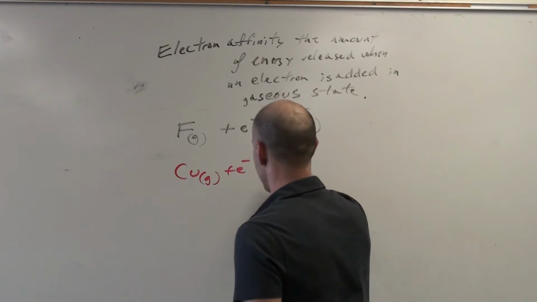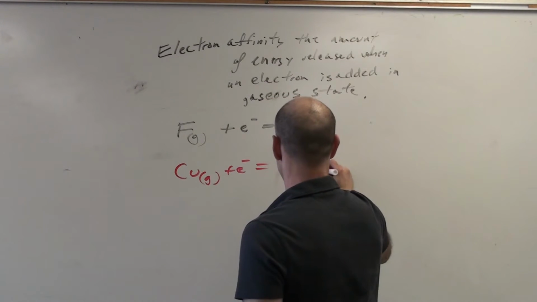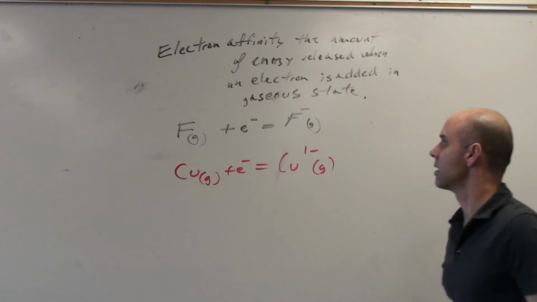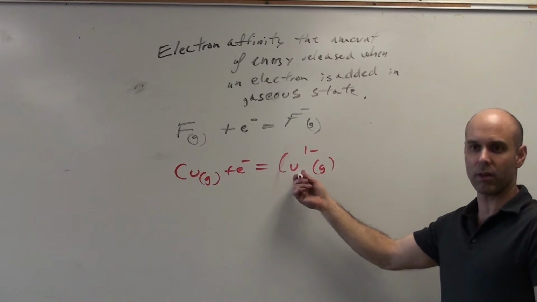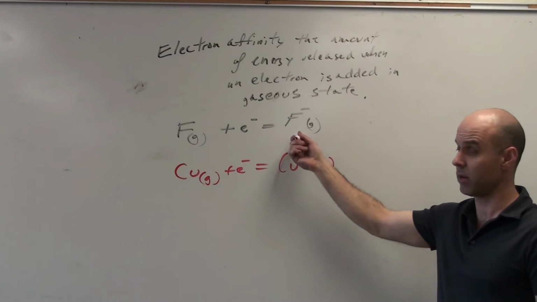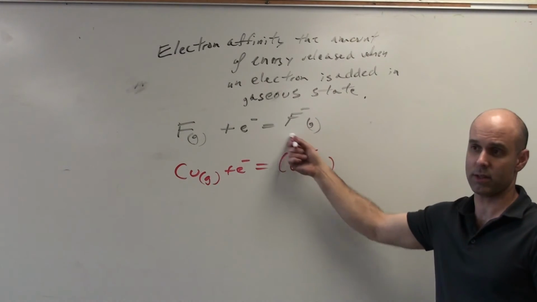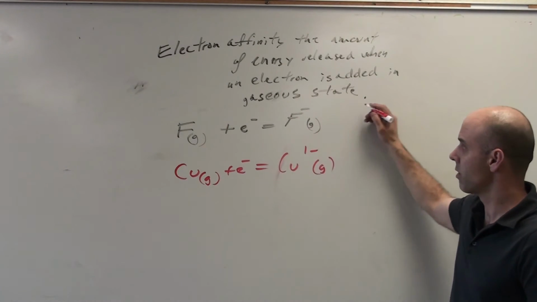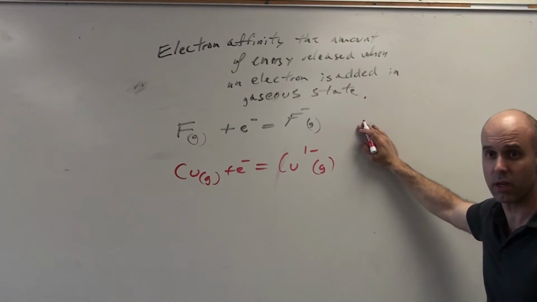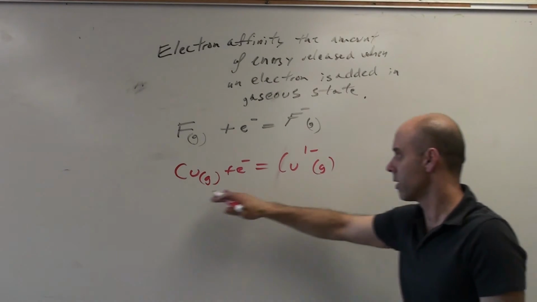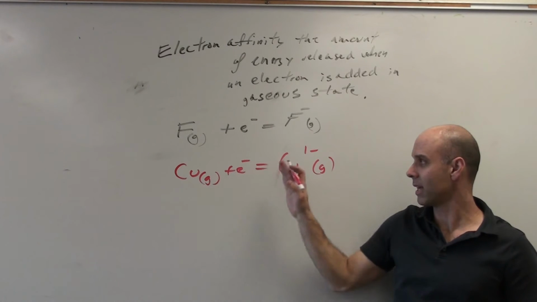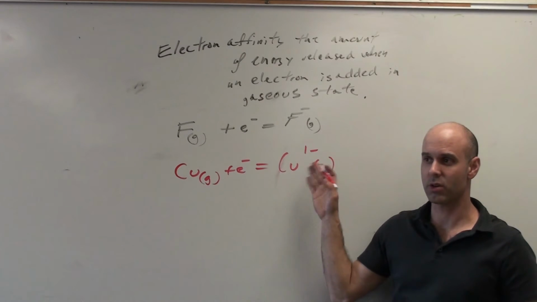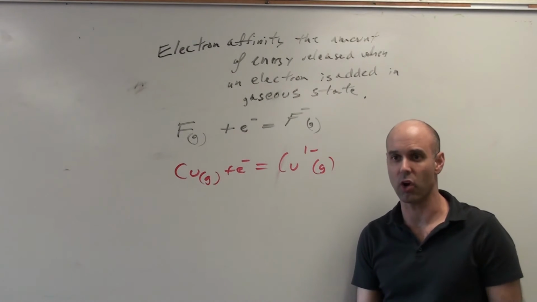Now you can probably figure out just from looking at this, the nonmetals, they like to form negative ions. So the nonmetals are going to release a lot of energy when you add an electron. Metals, they don't want to have a negative charge, so they're not going to release much energy at all.